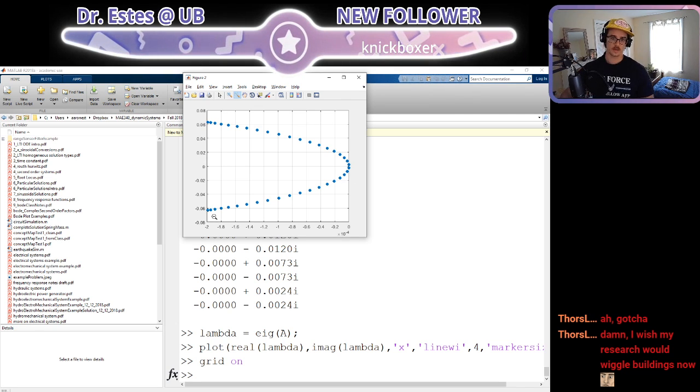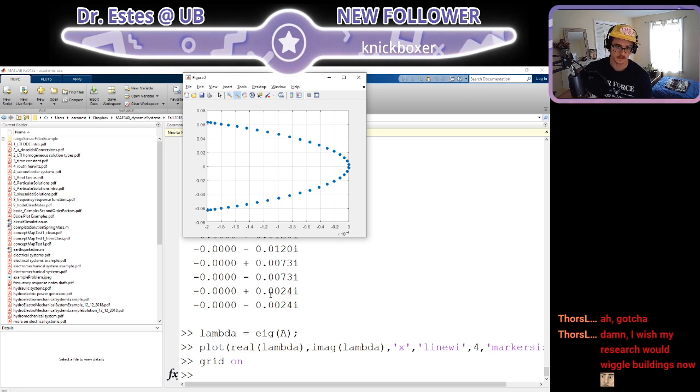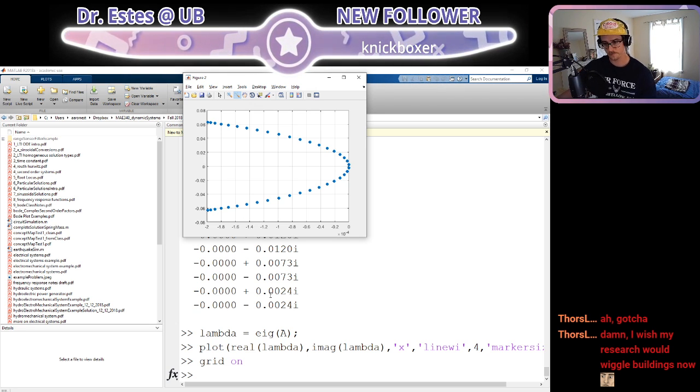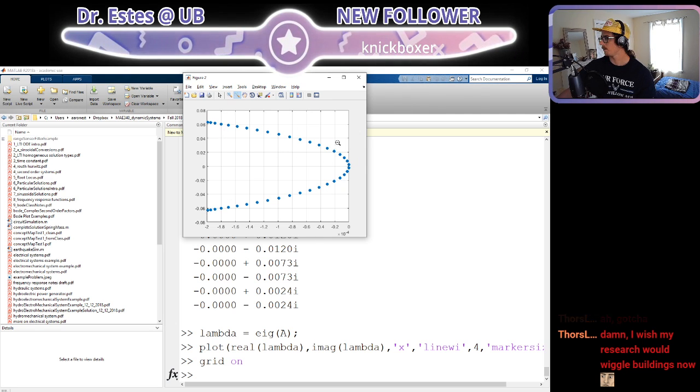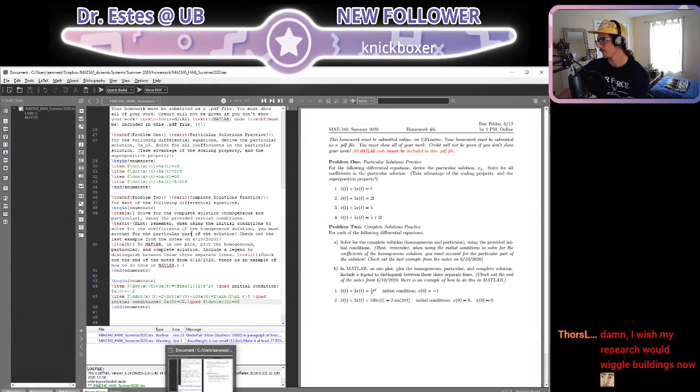But you guys already have the capability. If I tell you what all of these roots are, you could write the homogeneous solution for this building. It looks like all of the roots are complex conjugates, so it's a bunch of underdamped systems combined together.